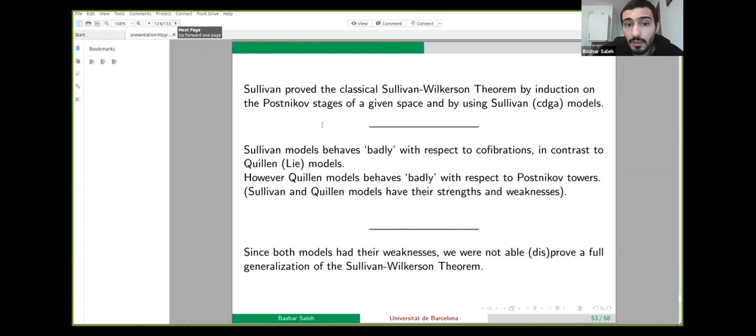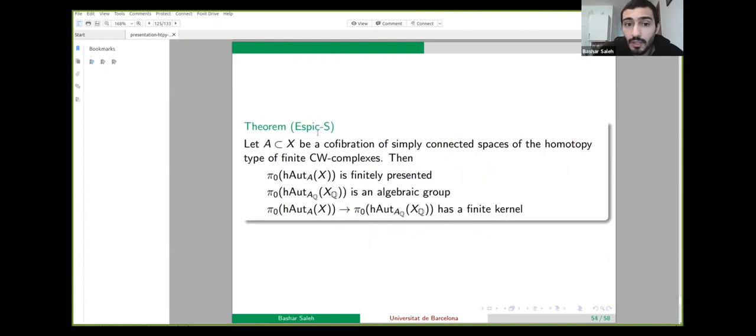By a theorem by Hadrian Espich and myself, given a cofibration, we were able to prove something weaker. If A is a cofibration of simply connected spaces of the homotopy type of finite CW complexes, then this group is finitely presented. This group is an algebraic group, and we have a finite kernel like this. But we don't know if the image lands in an arithmetic subgroup of this algebraic group.